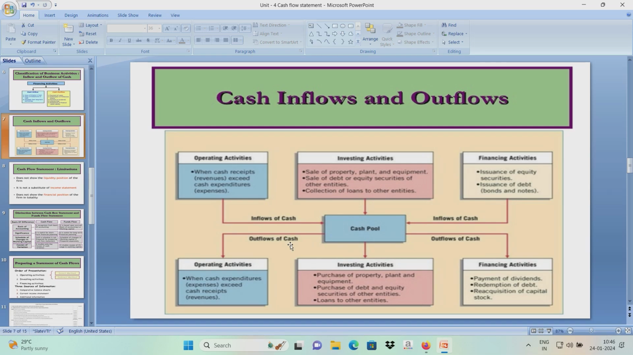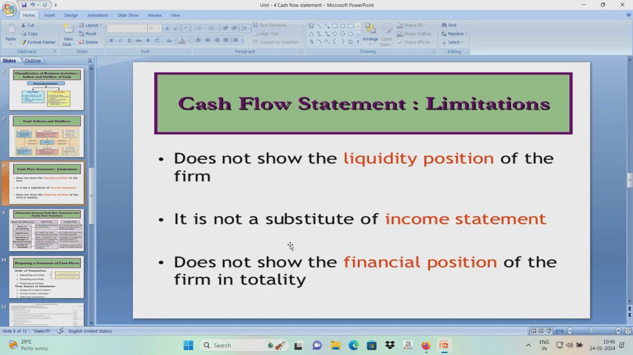The next thing: even though we have the three activities, there are some limitations under this cash flow statement. The cash flow statement does not show the liquidity position of the firm. The exact liquidity we cannot ascertain. It shows only what the cash position is. And second, it is not a substitute for the income statement, which is our profit and loss, and it does not represent the financial position of our firm.